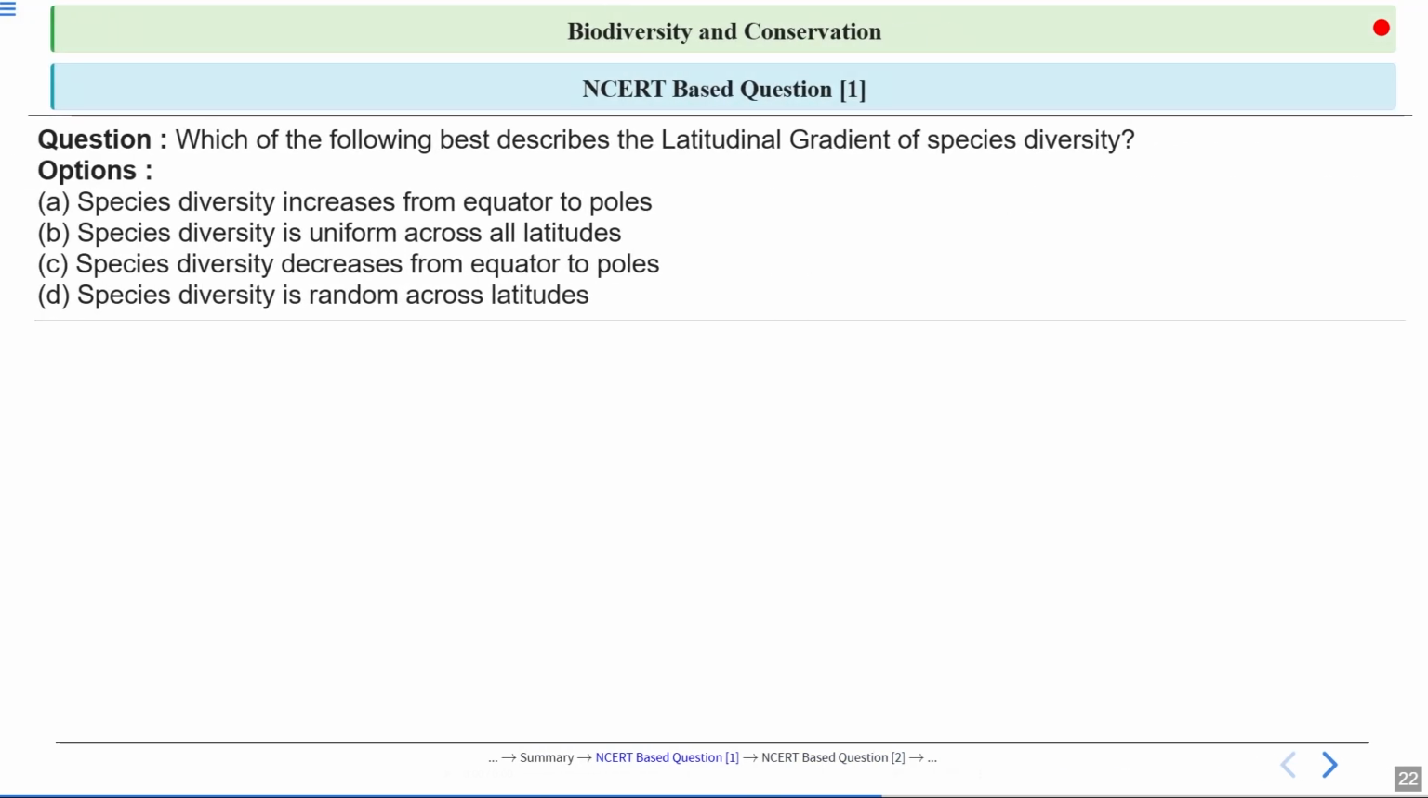Now let's discuss some NCERT based questions. The first question is, which of the following best describes the latitudinal gradient of species diversity? The options are: species diversity increases from equator to poles; species diversity is uniform across all latitudes; species diversity decreases from equator to poles; and species diversity is random across latitude. So what will be the correct answer?